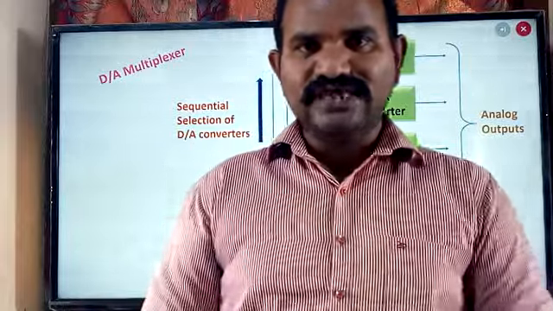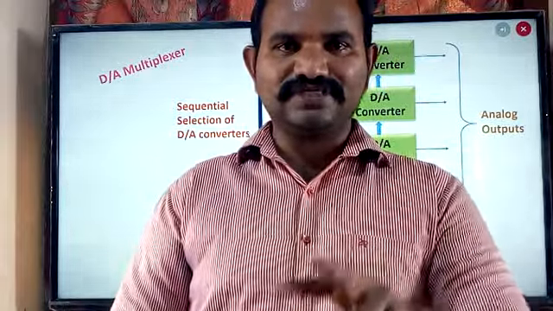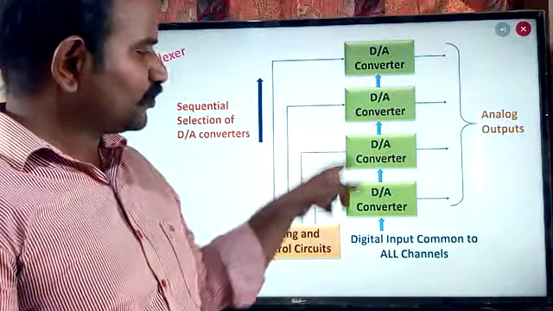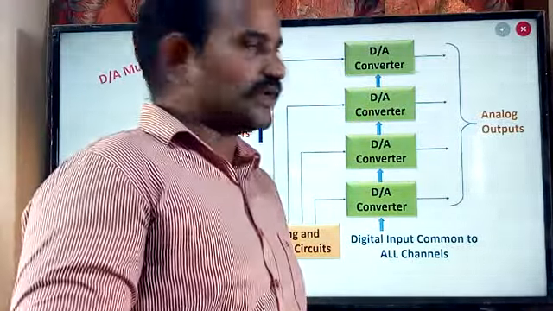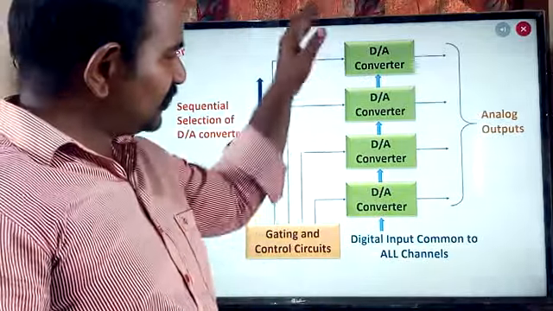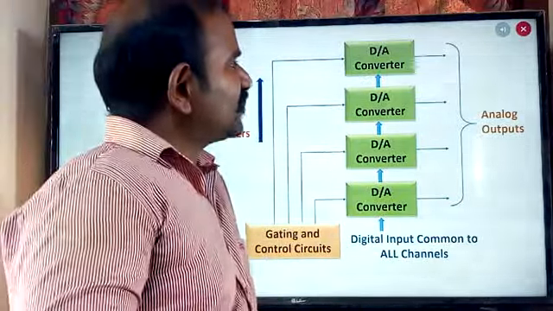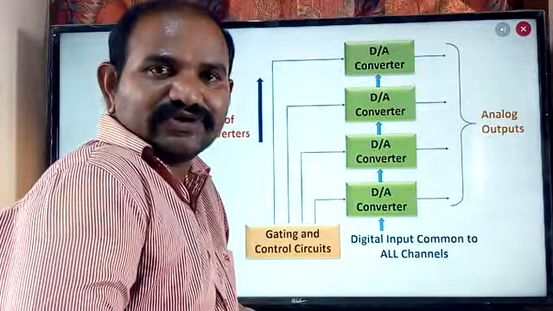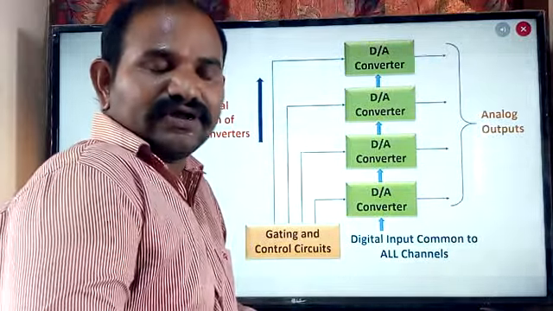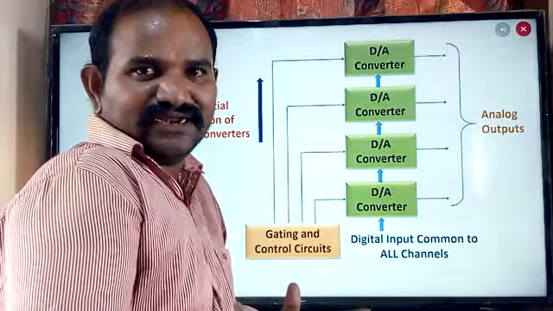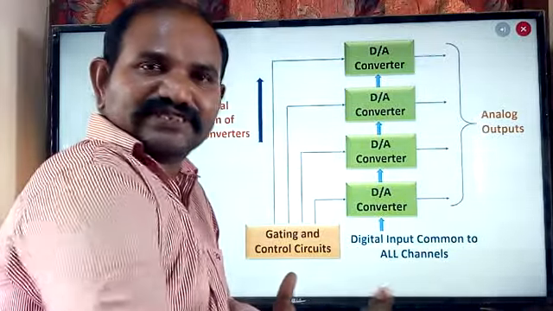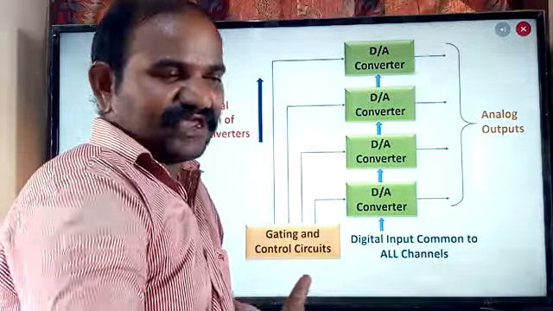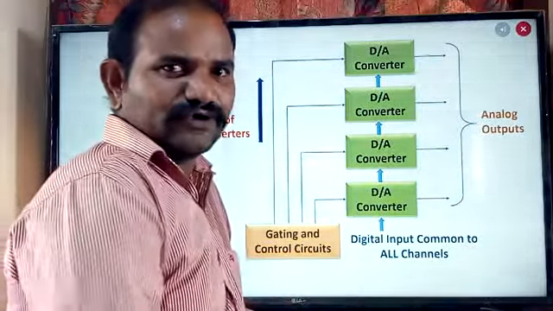Okay, so there are 2 ways to construct the digital to analog multiplexer. One is using a separate DA converter for each and every channel, and another one is using only one DA converter. So what is the disadvantage of the first one? When you are using a separate DA converter for each and every channel, the number of digital to analog converters used in our multiplexer is going to increase. Then obviously the complexity of the circuit is going to increase. If the components are increasing, obviously the cost of the circuit is going to increase.